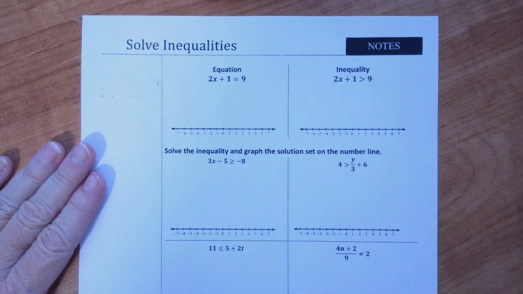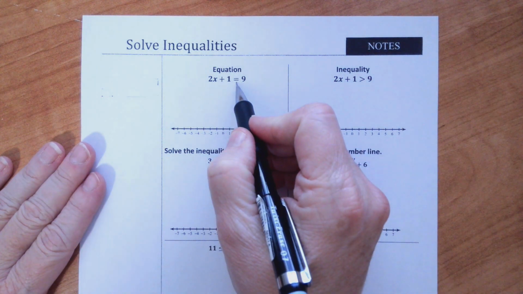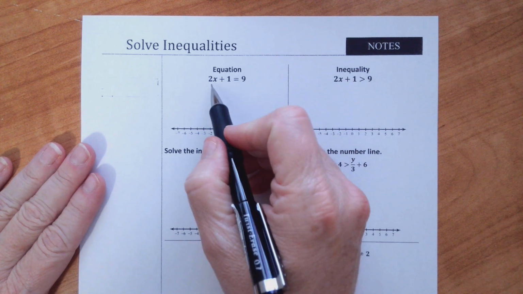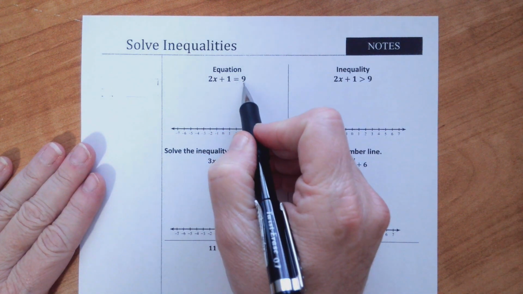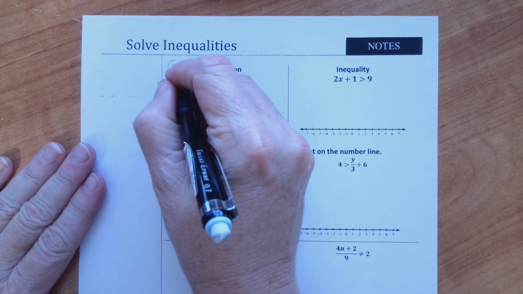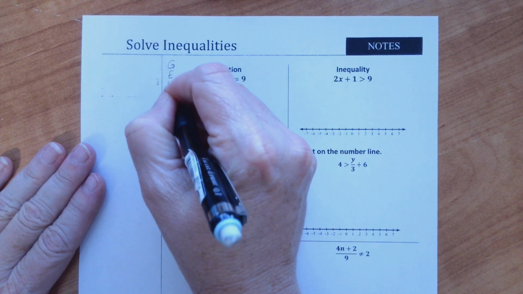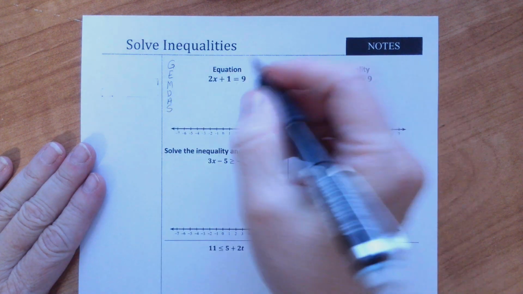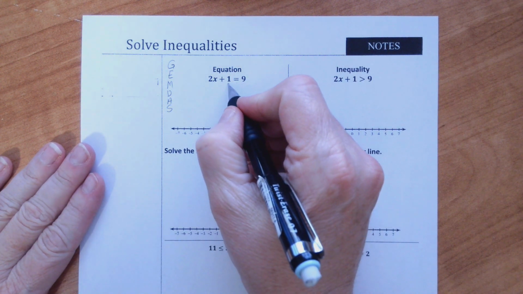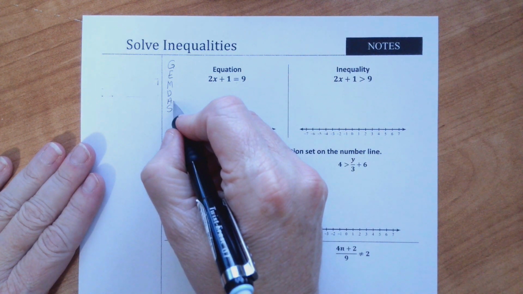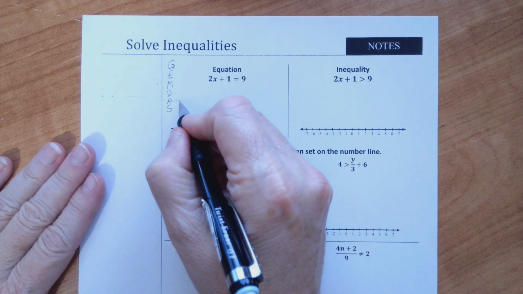Today we're going to solve inequalities, which is very similar to solving linear equations. So let's review. We have 2x plus 1 equals 9, and we're going to use GEMDAS. What we have here is we're adding 1 and we're multiplying by 2. Because we're adding, that means we're going to subtract.